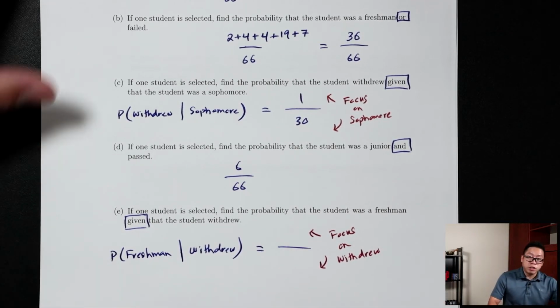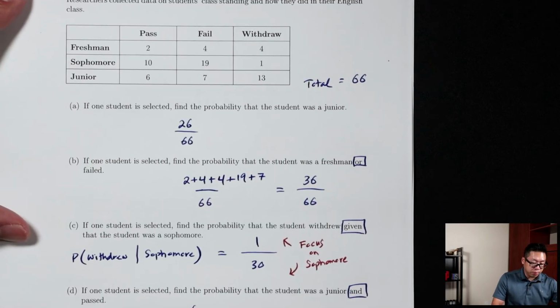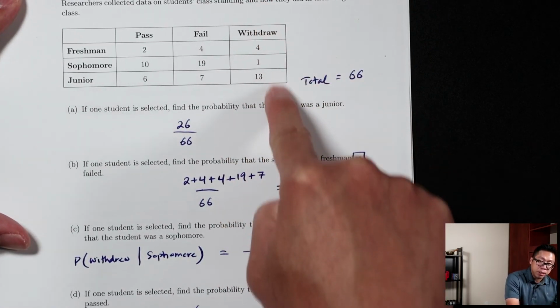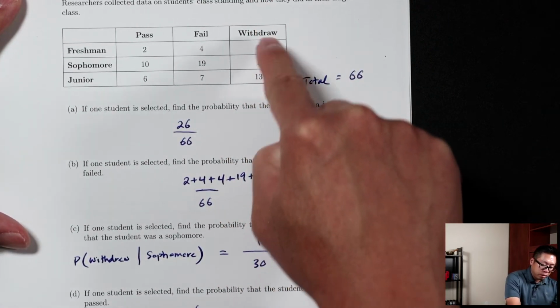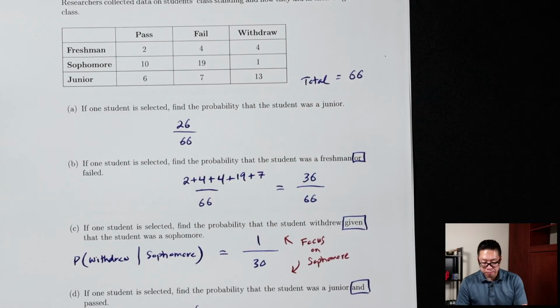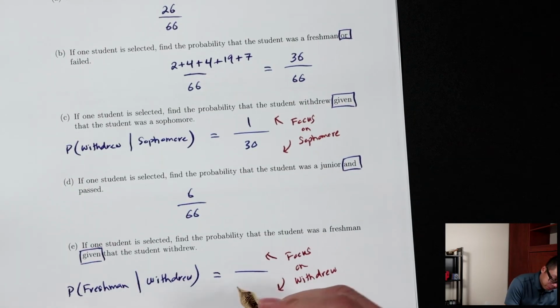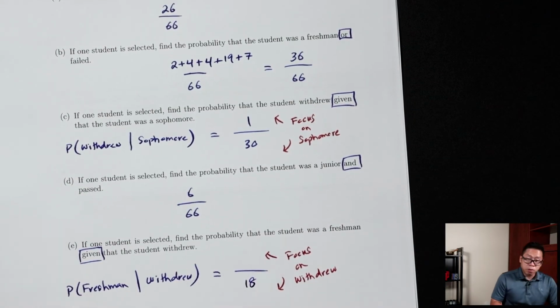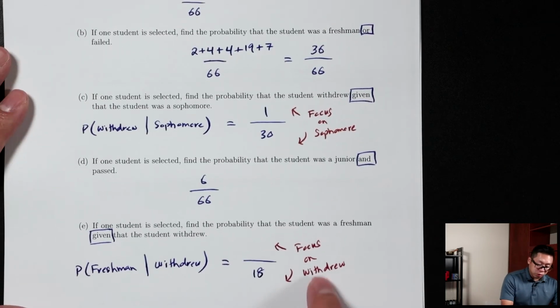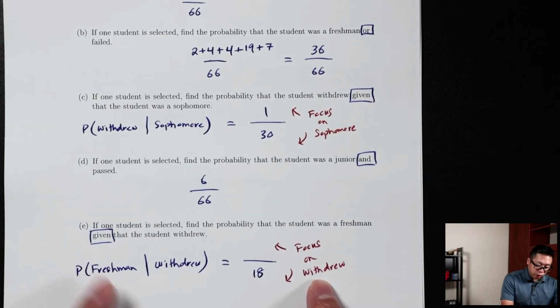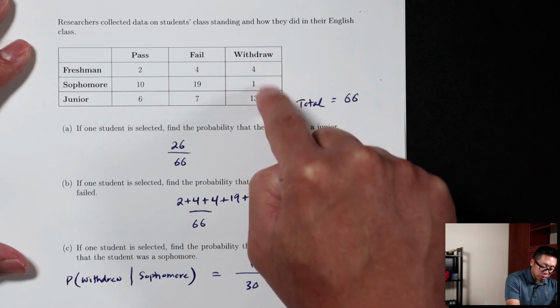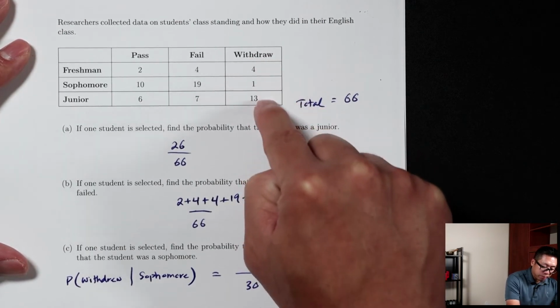Okay, so focusing just on the students who withdrew, which is the last column here, how many are there total? So 4 plus 1 plus 13. 18 total. That's the bottom. For the top, focusing just on the withdrew students again, how many are freshmen? 4.